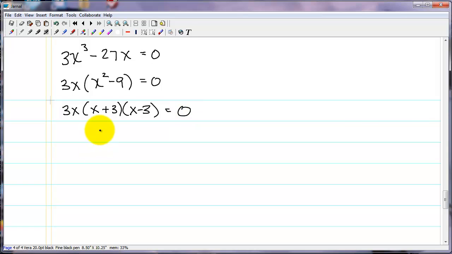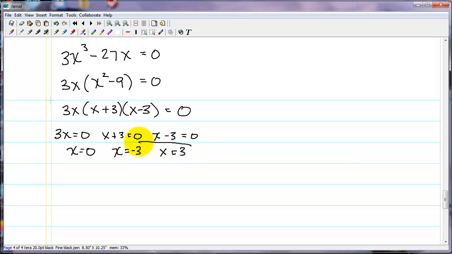Now the zero product property extends to having three multiples, so at least one of those things has to be 0. So we just do the same thing. We set each factor equal to 0 and solve each one. So here we get x equals 0, here we get x equals negative 3, and here we get x equals 3. So for this problem we had three solutions.